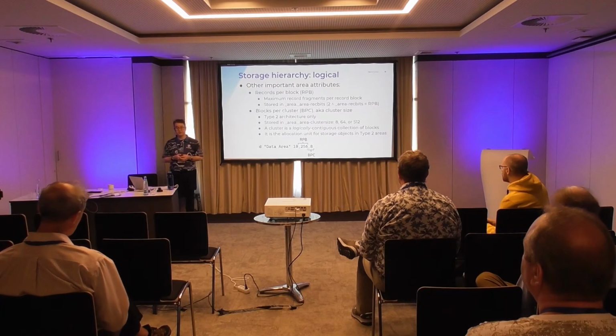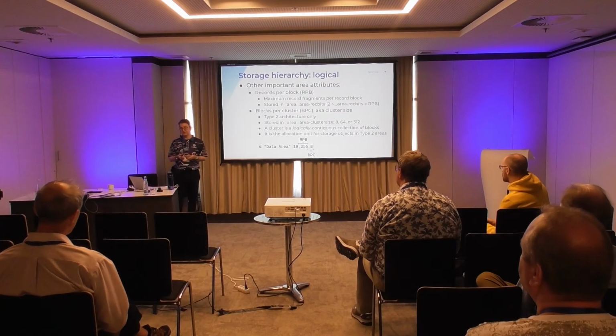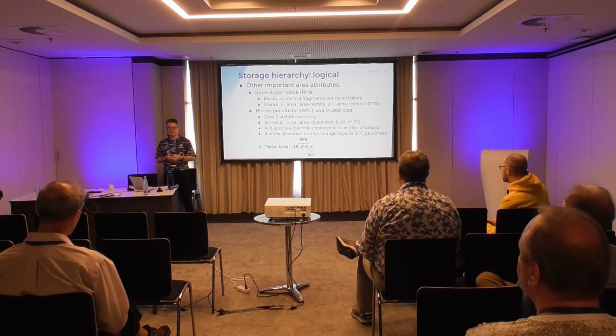And then there's the blocks per cluster, or BPC, also called the cluster size. And this is only relevant for type 2 architecture data storage areas, which we'll talk about a lot later. And all of these areas have a cluster size of either 8 or 64 or 512. And that's sort of what defines whether an area is type 1 or type 2. If the cluster size is 1, then it's defined as type 1.